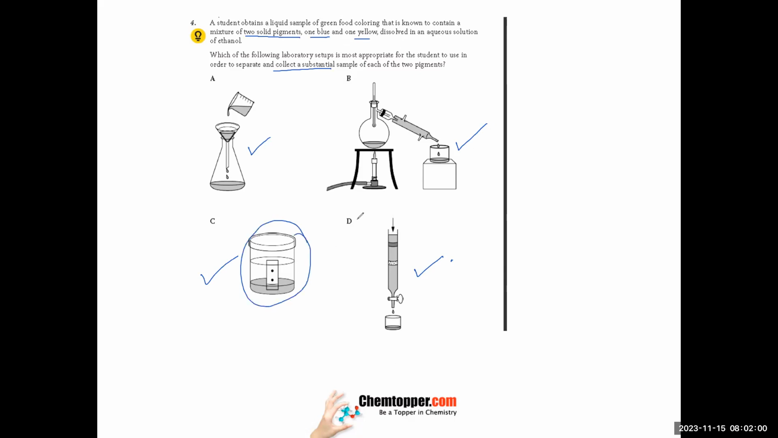Which one? D. This is also chromatography, column chromatography. But here, the blue color or whatever color is coming out first, you can collect it in the beaker. Here, you cannot collect it. They will be on the paper and you cannot remove it, right?